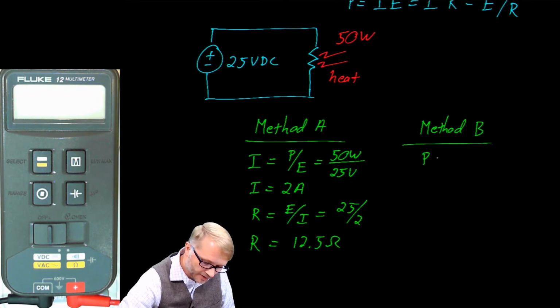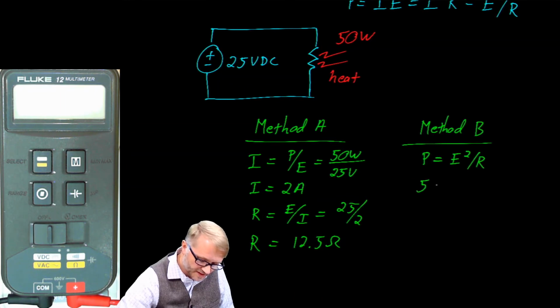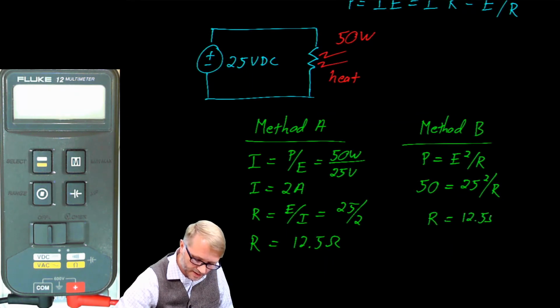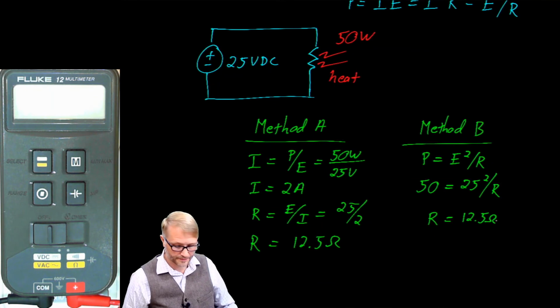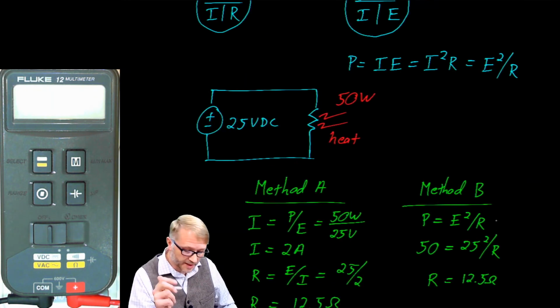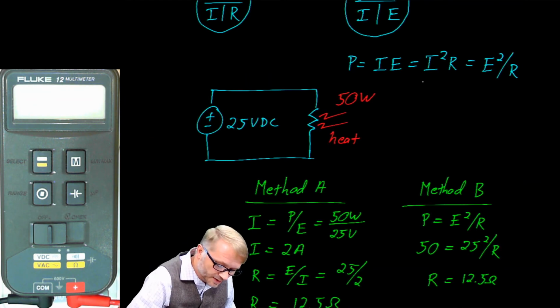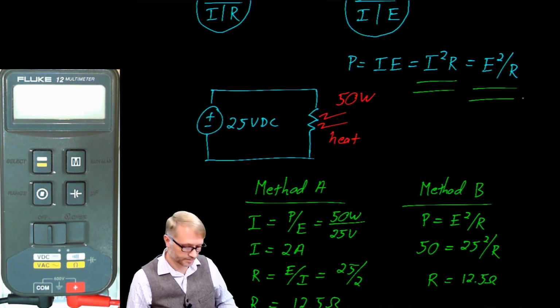Method B: we know that power is equal to the voltage squared divided by the resistance. 50 is equal to 25 squared divided by R. Solving for R, we see that it's 12.5 ohms. Method A required 2 steps. Method B required a single step. It's very useful to remember these equations for power.